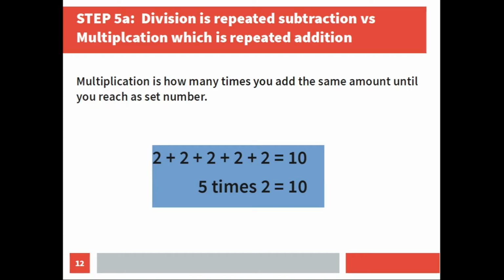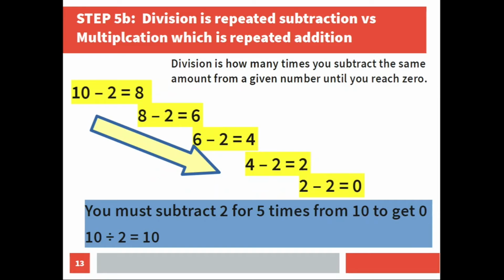And you again show him step 5, which is repeated subtraction. First, multiplication is repeated addition. Now, division is the opposite, and you give him the definition that he must know. Division is repeated subtraction. In other words, division is how many times you subtract the same amount from a given number until you reach 0. For example, you can show him this chart, you can show him something else. See, 6, and how many times did you subtract 2? How many times did you subtract 5 or whatever? Basically it's the same thing: 10 divided by 2 is 5.